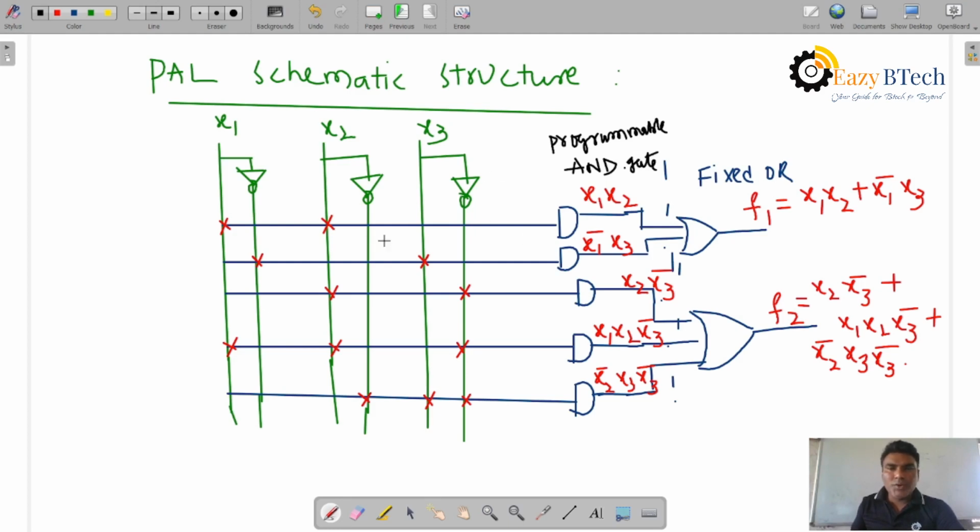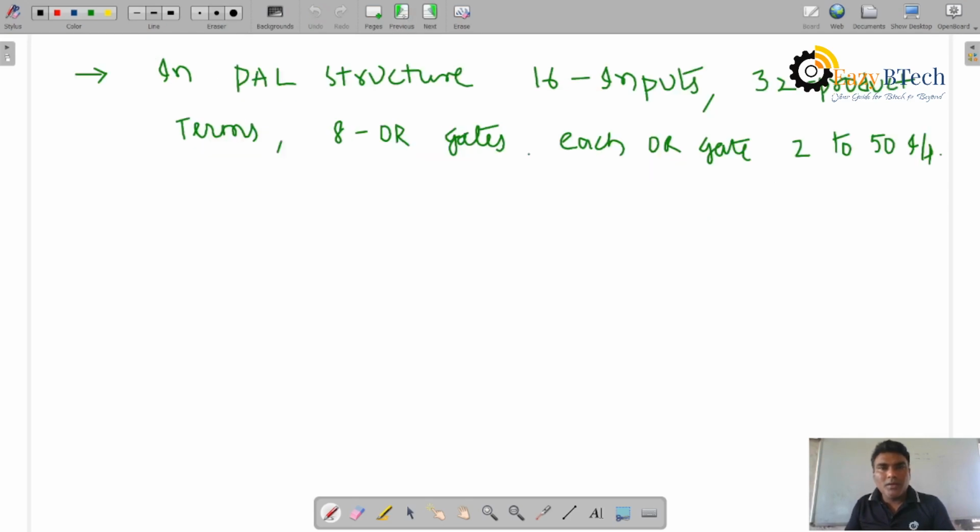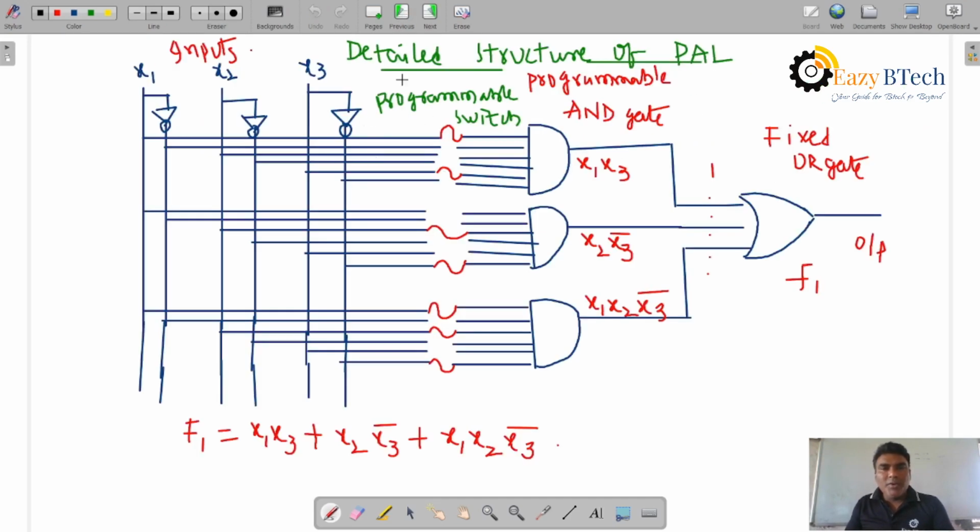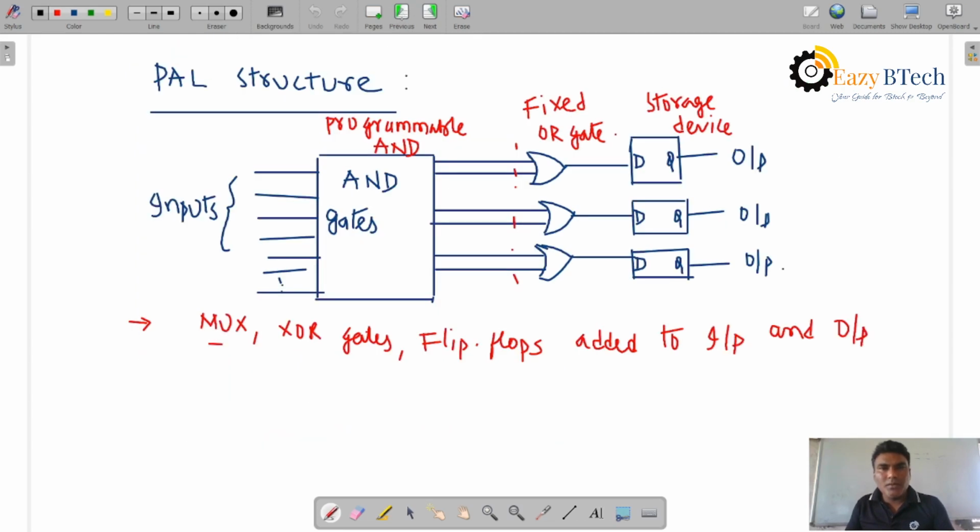So we can also draw the schematic structure of this. These are the inputs, and the OR gates are the outputs, giving two functions F1 and F2, along with the gates. It will be asked in the examination. You can explain all this, and you can explain in detail information also.